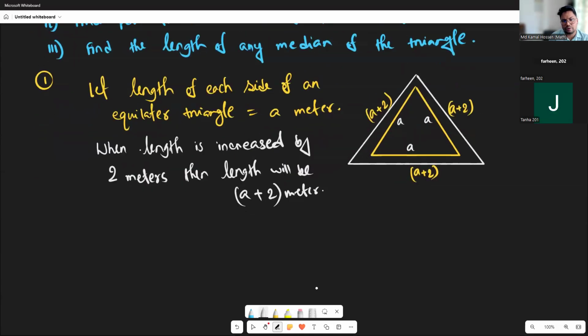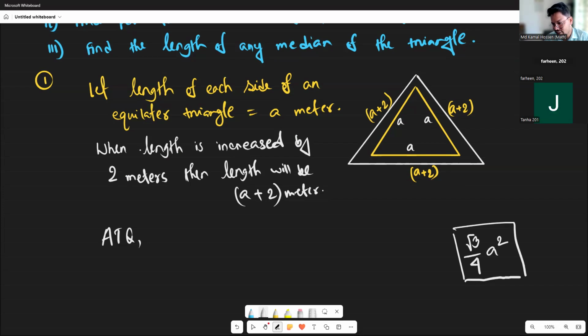Now, according to the question, their area difference. What is the formula of finding area of an equilateral triangle? What is the formula? Sir, I forgot. Root over 3/4 a square unit, right? Area of an equilateral triangle is √3/4 a square.